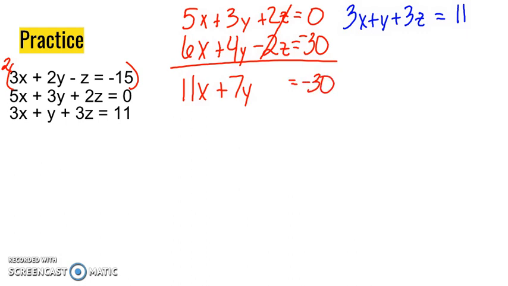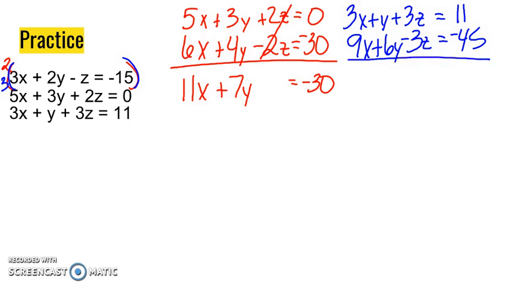Now I need to go to my second equation that I have, the 3x plus y plus 3z equals 11. Okay, so I need to change my pivot again, and this time I need to eliminate a 3z. So I'm going to want to multiply my negative z times 3. When I do that, I have to multiply the whole equation. That's going to give me a 9x plus 6y minus 3z equals 3 times negative 15 is negative 45.